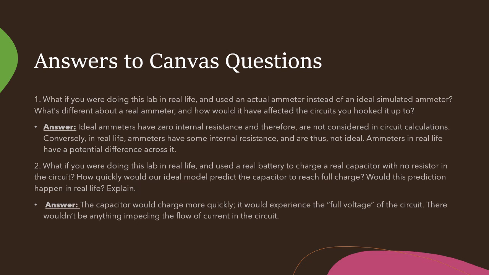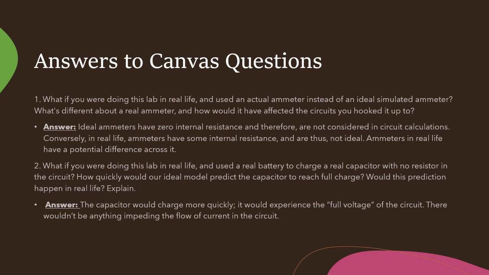Finally, we have the answers to the two questions at the end. If we were doing this lab in real life and used an actual emitter instead of an ideal simulated emitter, what's different about using a real life emitter? How would it have affected the curves? The answer is ideal emitters have zero internal resistance, as I addressed previously, and therefore are not considered in circuit calculations. Conversely, in real life, emitters have some internal resistance and are thus not ideal. Emitters in real life actually have a potential difference across them.